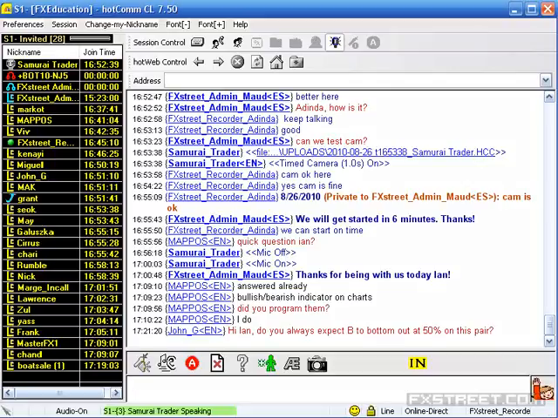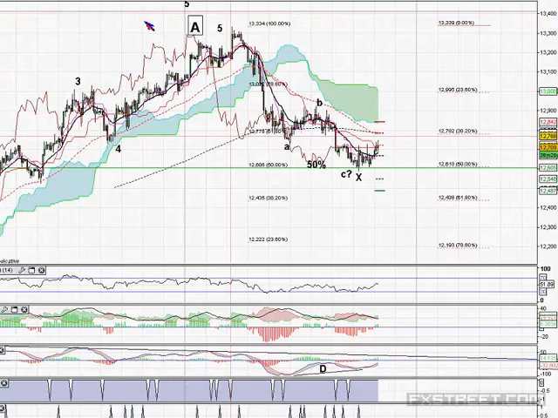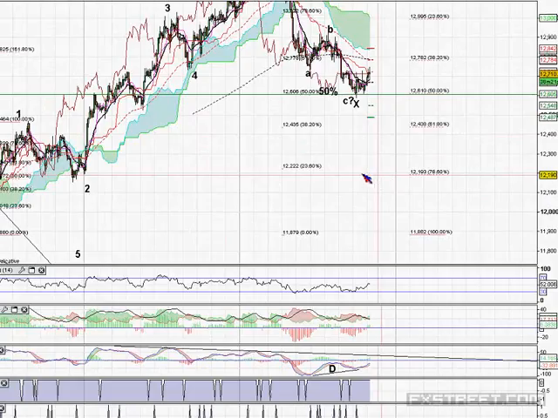I expect it to, but I want to see a big move. Elliott Wave tells me it should bottom out between 38.2 and 50. But it can, if it wants to, go all the way down to here as long as it doesn't breach the low, which would be pretty frightening. But I don't think it's going to.